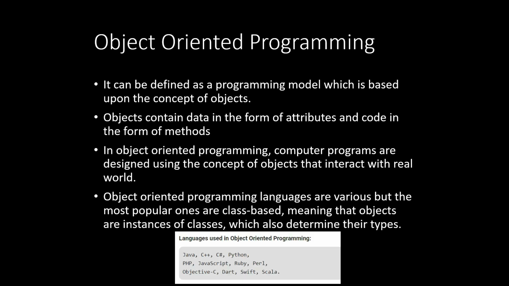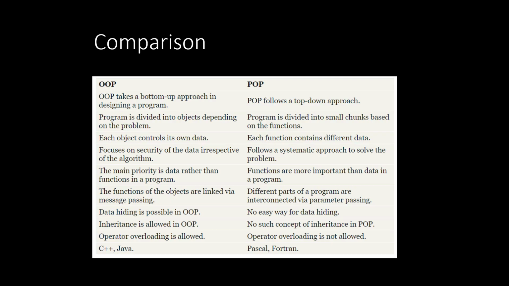The languages that use object-oriented programming are Java, C++, C Sharp, Python, PHP, JavaScript, Ruby, Perl, Objective-C, Dart, Swift, Scala. And here you will see more differences between object-oriented programming and procedural programming. OOP takes a bottom-up approach in designing a program, whereas procedural programming follows a top-down approach. Okay, and you will read all these other points.